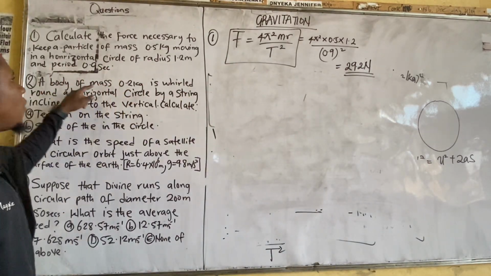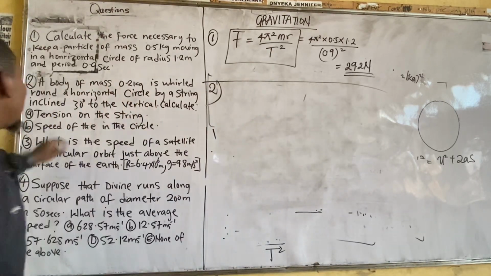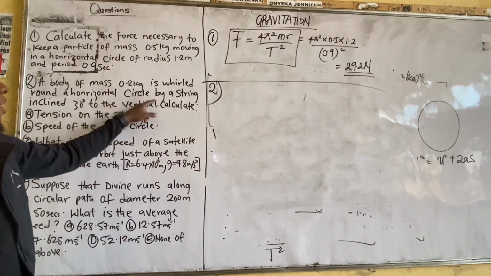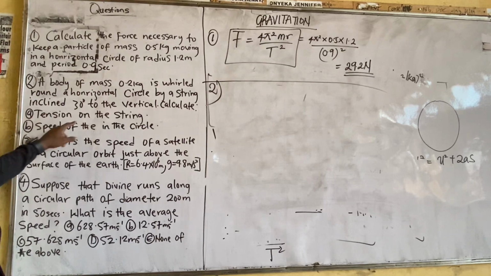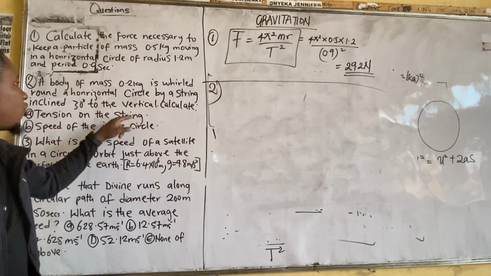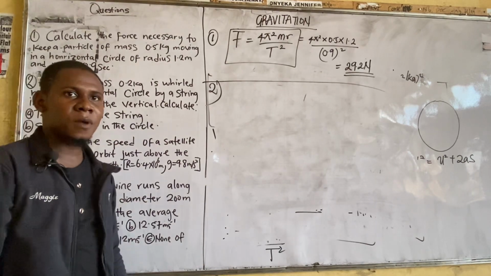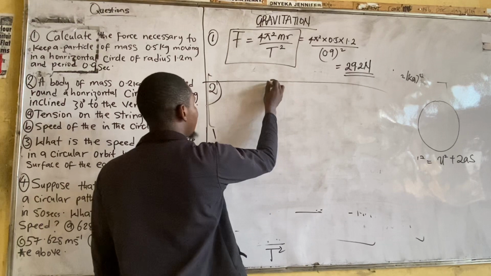Next, a body of mass 0.2 kg is whirled round a horizontal circle by a string inclined 30 degrees to the vertical. Calculate the tension in the string. Okay, so let's take that calculation. This is the body.